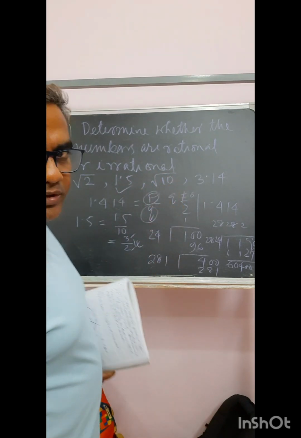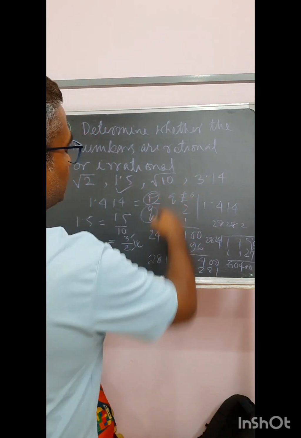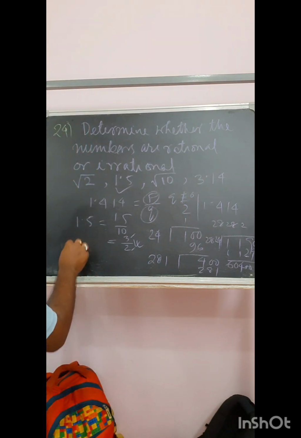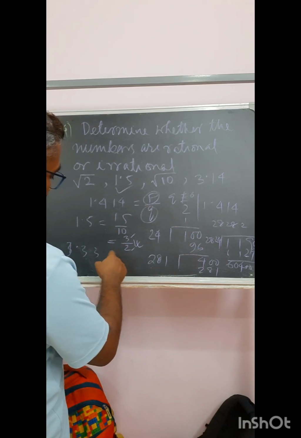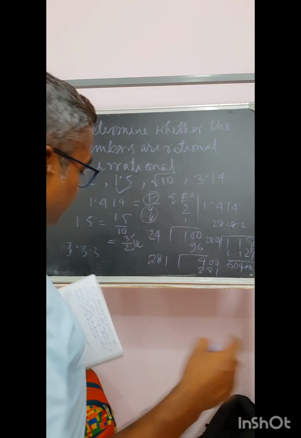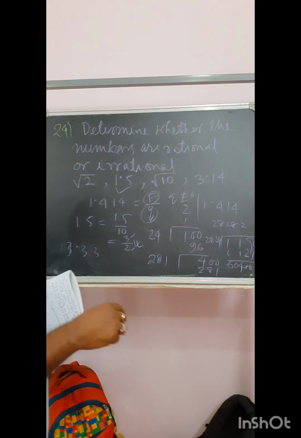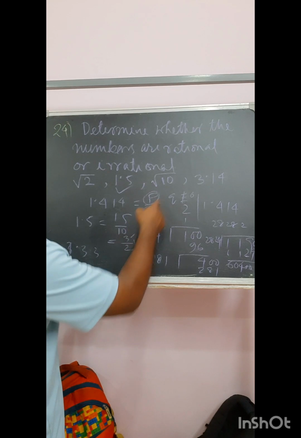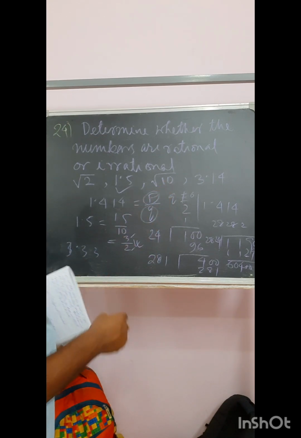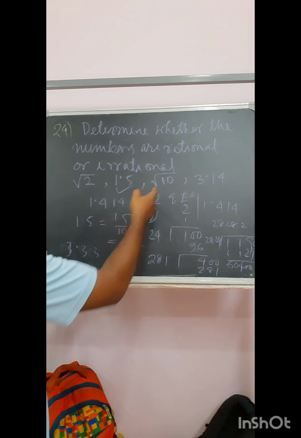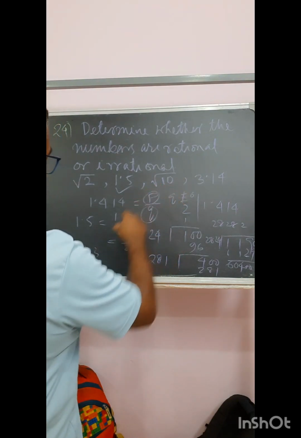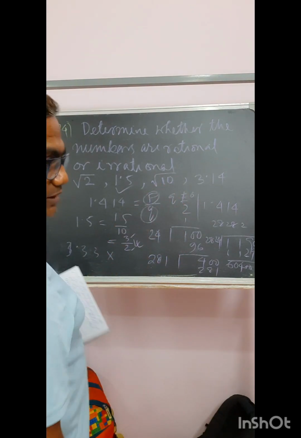Root 10 again is not a perfect square, so it cannot be a rational number, because you are getting 3, 3, 3, 3 like that. It is unending. It is not a perfect square with a perfect decimal. It means it is not perfectly divisible, or you can say not a perfect square root. So this also is not a rational number.